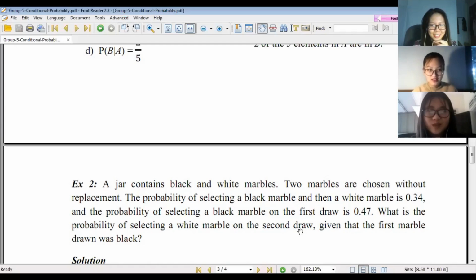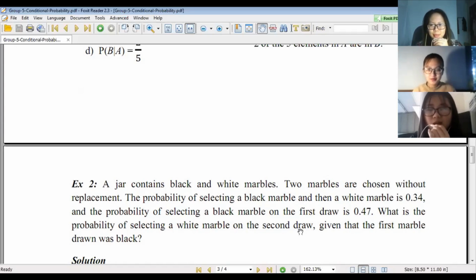Lian, can you please explain it more clearly? Because I'm not sure about the exercise. So can you explain more? Like about the sample space or maybe the intersection?